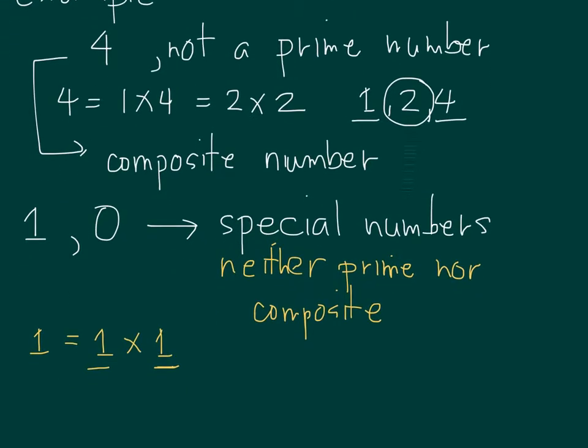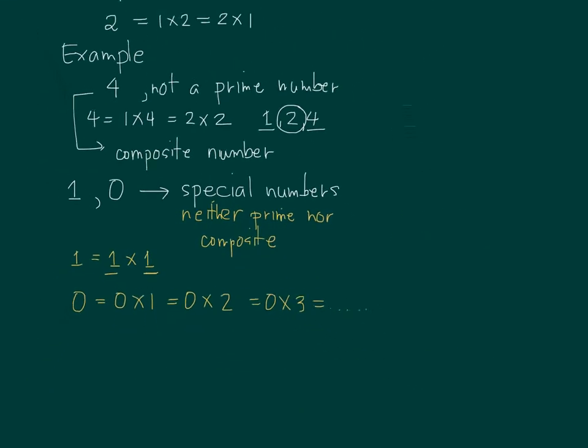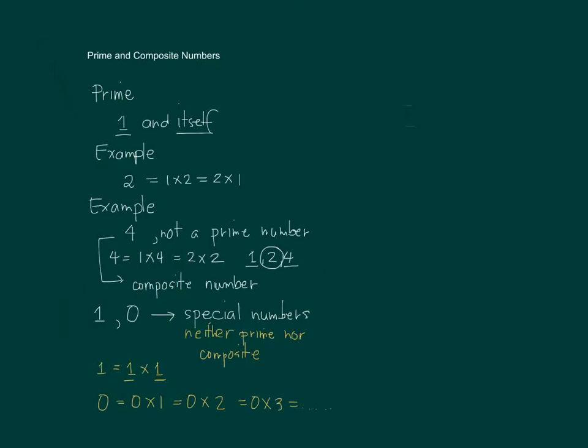Now, what about 0? In the case of 0, 0 can be expressed as 0 times 1, 0 times 2, 0 times 3, and this will not stop because the set of numbers is infinite. So you cannot list down all the possible factors of 0. So it's not a prime, it's not a composite number. Therefore, we simply say that 1 and 0 are special numbers. So basically, that's what you need to understand about prime and composite numbers.